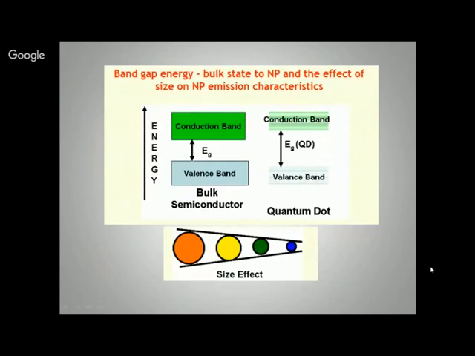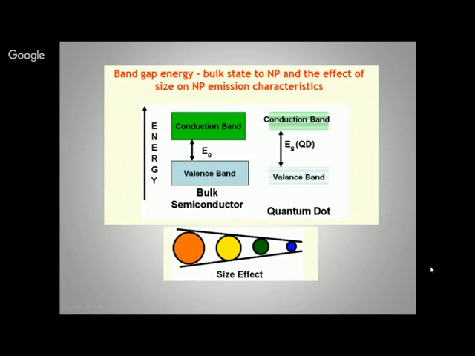So that is the thing that I want to say to you. In the case of a bulk semiconductor, you have a valence band and a conduction band, and both of them are separated by some particular energy band gap. But in the case of quantum dots, these bands are not continuous. They get converted into discrete energy levels.